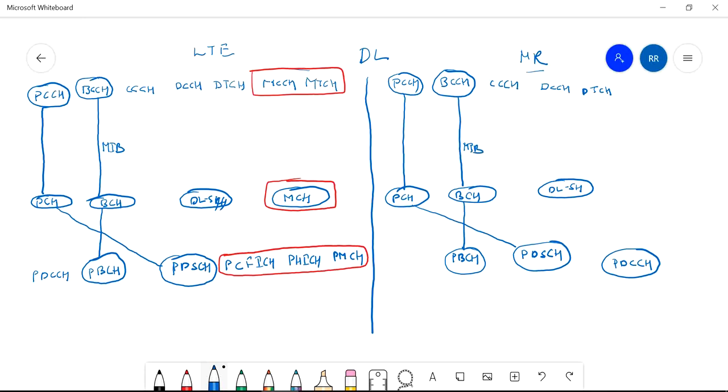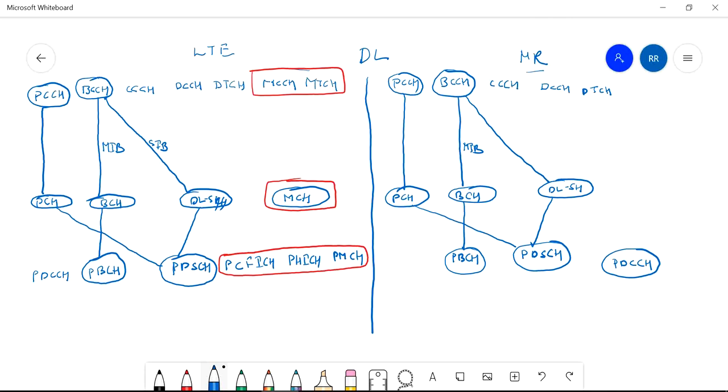The master information block is transferred from here, and this logical channel is mapped with the downlink shared channel also, and the SIB information, system information block, is transferred from here. Okay, and then it is mapped with this one, and the same is like this. MIB is transferred from BCH and SIB is transferred from here. It is mapped like this.